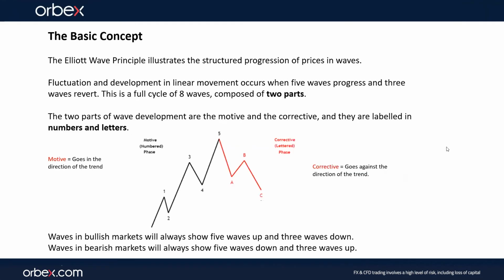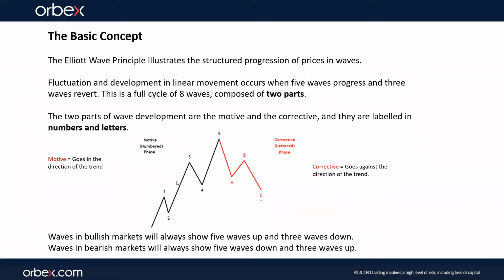I try to break it down as simply as I can in the basic concept. The Elliott wave principle illustrates the structured progression of prices in waves. So fluctuation and development in linear movement occurs when 5 waves progress and 3 waves revert. This is a full 8-wave cycle composed of 2 parts. What I've tried to do here is break it down as easily as I can with the colors, letters and numbers.